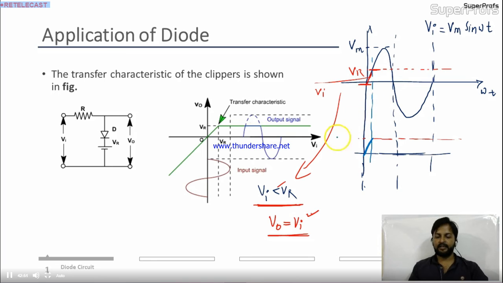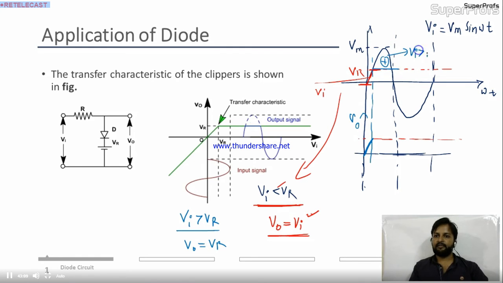Next, as Vi is greater than Vr, in this condition, output will become Vr throughout. So this is the output waveform I'm drawing. Up to here, this is the condition where Vi is greater than Vr. Is it correct? Means this point to this point. So up to this, the output will be constant Vr. Is it okay to you?